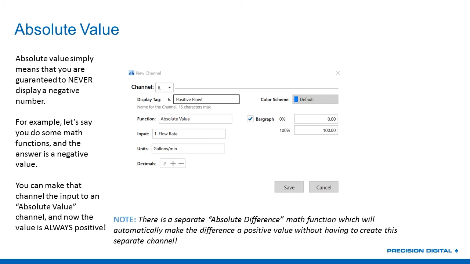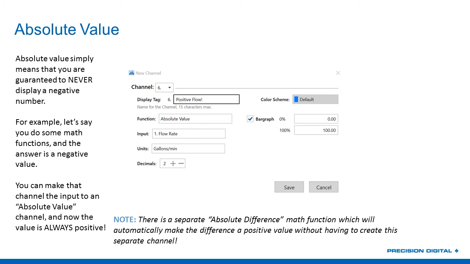So let's just say, for example, you subtracted 2 numbers, except you subtracted a larger number from a smaller number. So your answer is going to be a negative value. Well, we could always take that and put it into an absolute value channel, and now no matter what, the answer is always going to be a positive value. So we can do the same thing with difference as well. There is an absolute difference, and so all it does is save us a step. So that means you can subtract 2 numbers. Your answer is always going to be positive regardless of what happens.